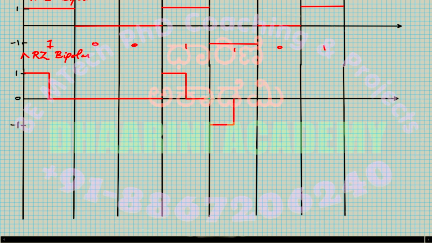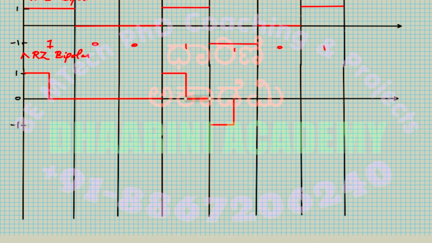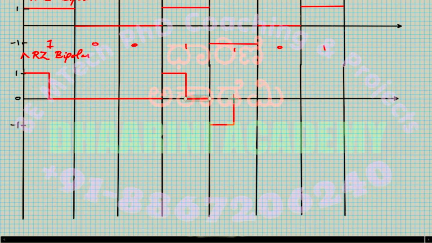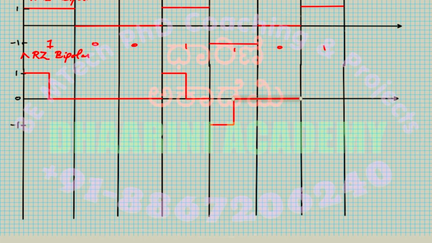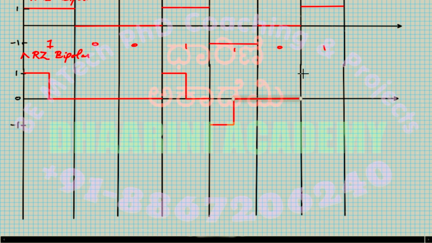So this is how it will be plotted. Then I have a 0 following this, so it's going to be like this. Next, I have another 1 coming, so that 1 will be, okay. Then I can definitely draw the remaining. I hope this is clear, right? The return to 0 bipolar, right?